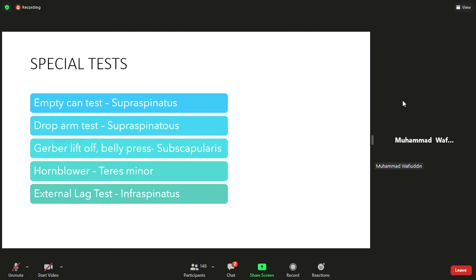Also, our department's Mr. Garizam previously put on YouTube how to properly examine the shoulder and test each set of muscles. For supraspinatus, we can do the empty can test and drop arm test. For subscapularis, usually we do the belly press test. For teres minor, usually we do the hornblower test, but not so often because it can cause pain to the patient. And for infraspinatus, we do the external lag test.